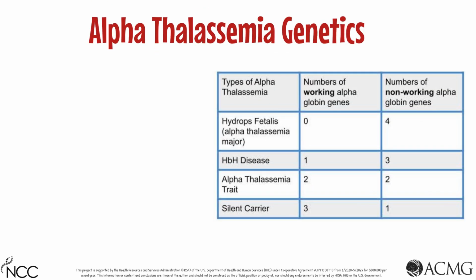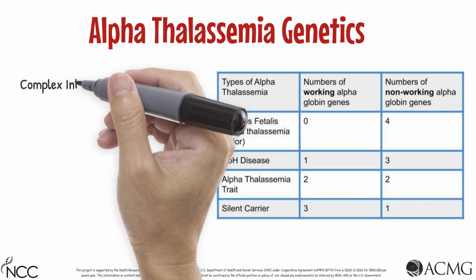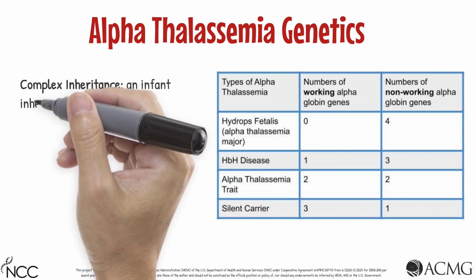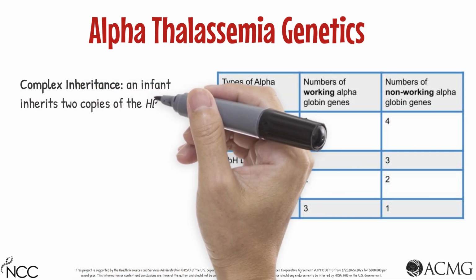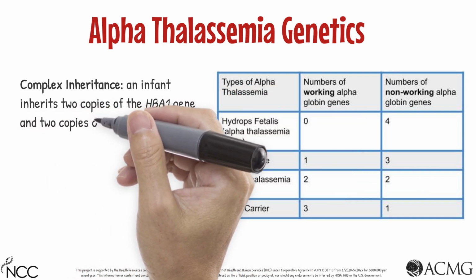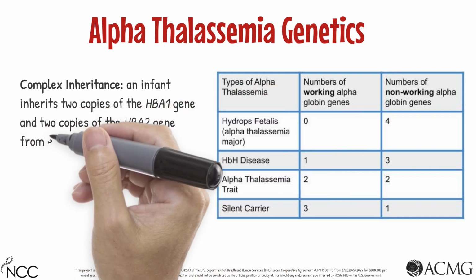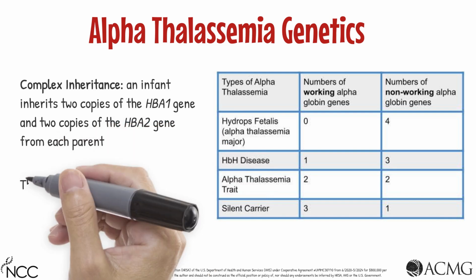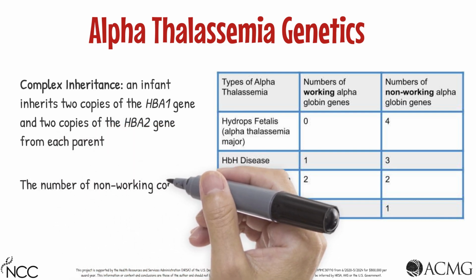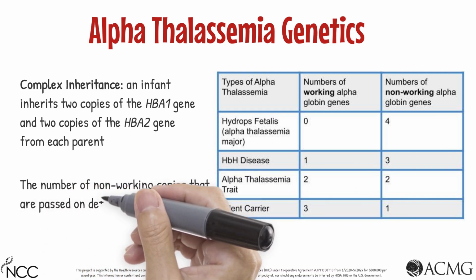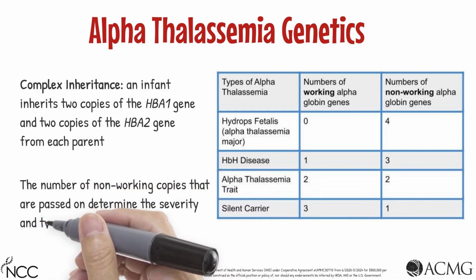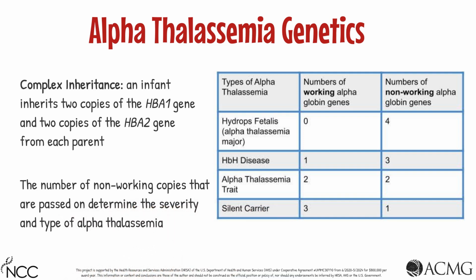Alpha thalassemia is inherited in a complex manner. An infant inherits two copies of the HbA1 and two copies of the HbA2 gene from each parent. The number of non-working copies of these genes that are passed on determines the severity and type of alpha thalassemia the child will have. This is shown in the table on the right.